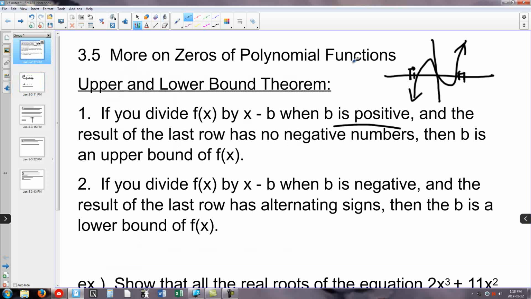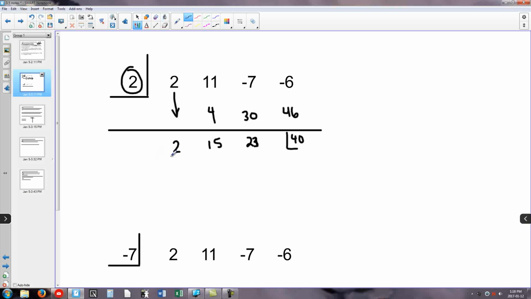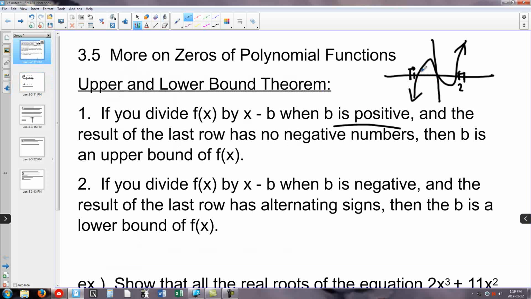However, if 2 were to exist right here, because all of the numbers on the bottom row are positive the whole way across, we know that 2 is on the right of every 0 from this equation. Whatever happens, we know 2 is on the very far right. Maybe 1 would work, and we could try 1. Maybe the next value that is a 0 would be 1.5, but we know that 2 is on the right of all of the zeros.